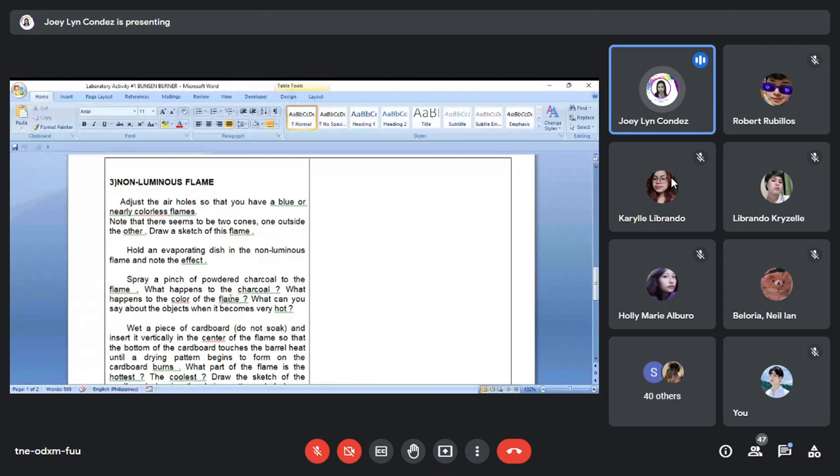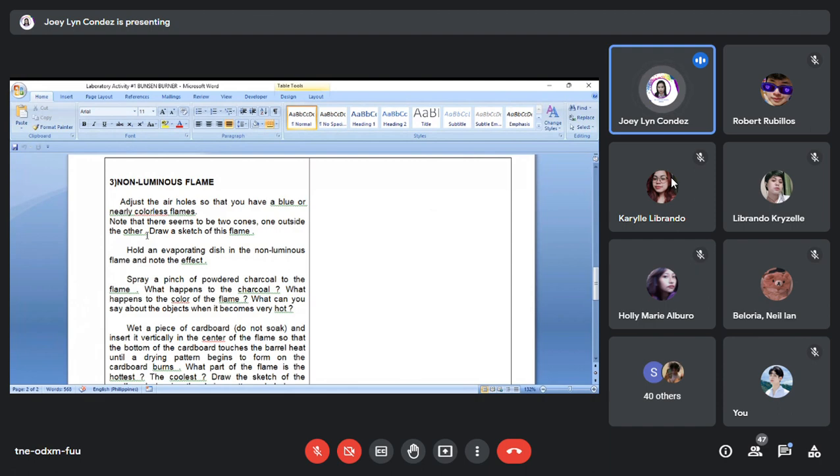So, open the air hole. So, if open ang air hole sa burner, blue ang color sa flame or nearly colorless flame. Okay? Now, note that there seems to be two cones. So, ang flame naa'y duha ka cone, ang outer cone and inner cone. So, imong drawingon ang flame diri. Draw the flame of the burner. Draw the flame. I-label outer cone and inner cone of the flame.